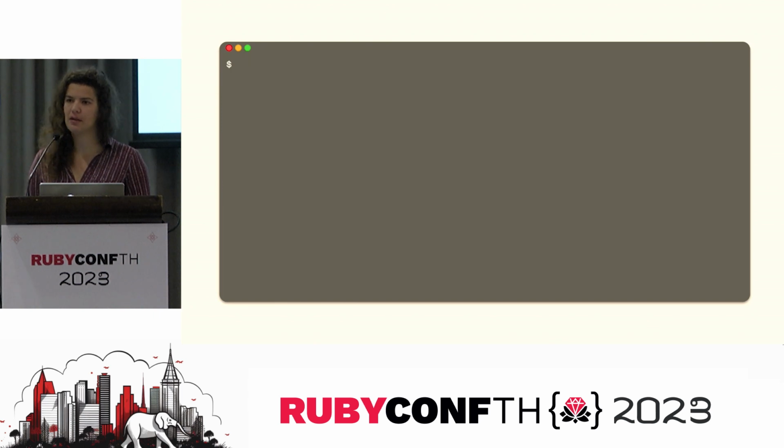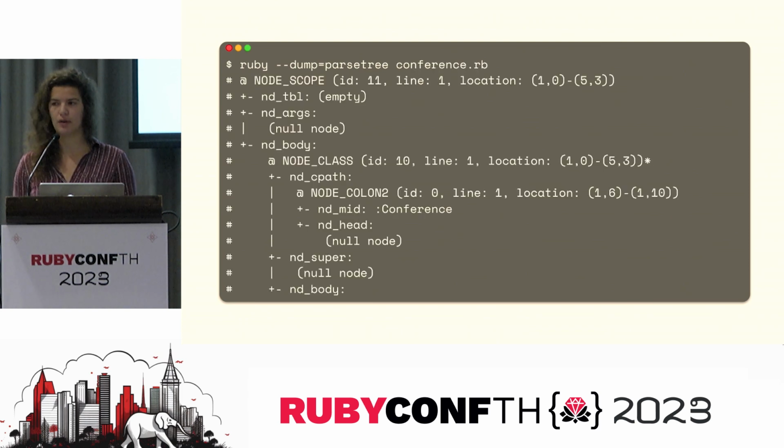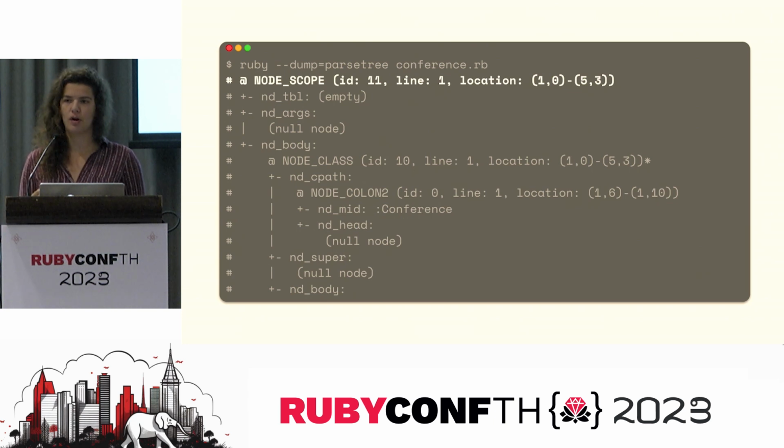And you can see the parse tree for any Ruby code you have. Similar to what Faraz was saying yesterday about being able to dump instruction sequences, you can also dump the parse tree. If you pass parse tree to this dump flag, and then pass in a Ruby file, you'll get back, and you can do this with any file in any codebase, exactly what the tree looks like. And as you can see, there are nodes here.